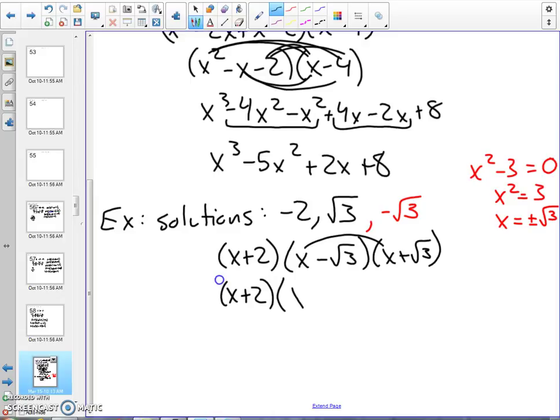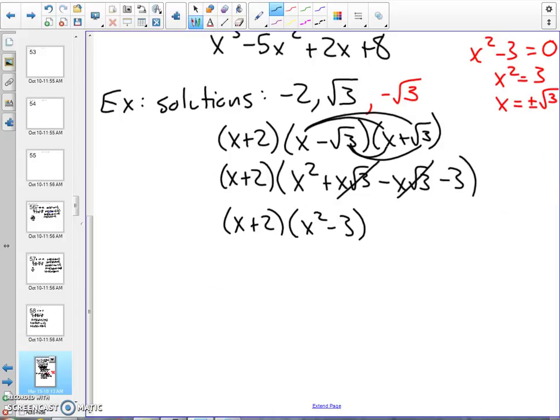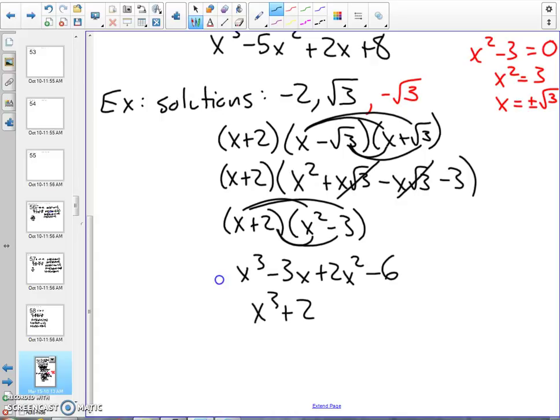Anytime you have those two radicals, I want to do those together because I'm going to get some things that cancel out. So x times x is x squared. X times radical 3 is x radical 3. Negative radical 3 times x is negative x radical 3. Negative radical 3 times positive radical 3 is -3. So what's nice, in the middle, those end up canceling, and I have x plus 2 times x squared minus 3. So then I can do that distributing. So I have x to the third minus 3x plus 2x squared minus 6. So there's nothing to combine there, but I'm going to go ahead and write that in standard form. And that would be my final polynomial.